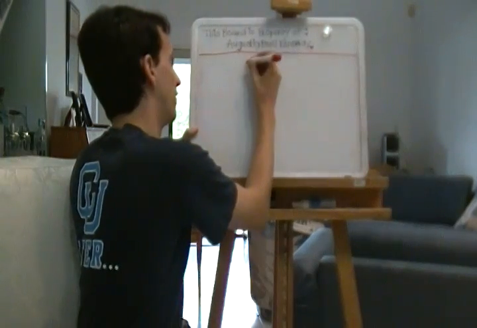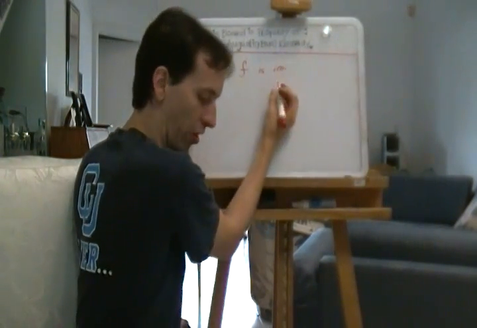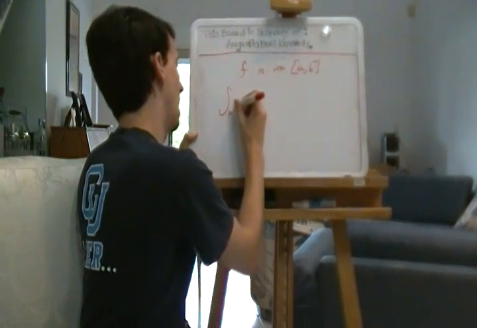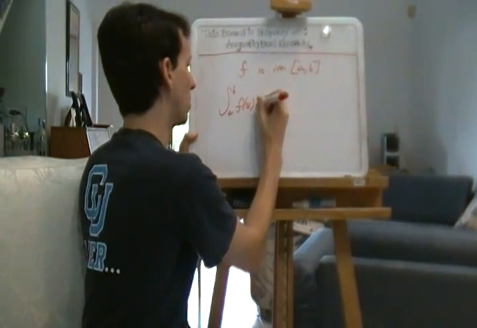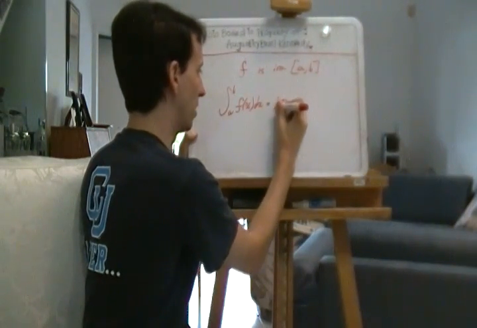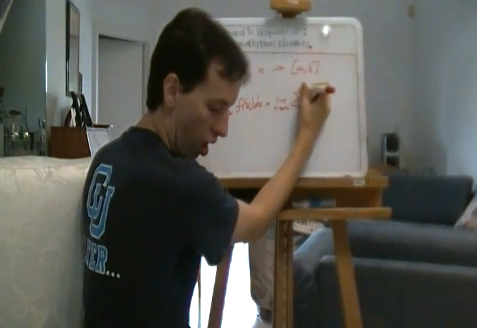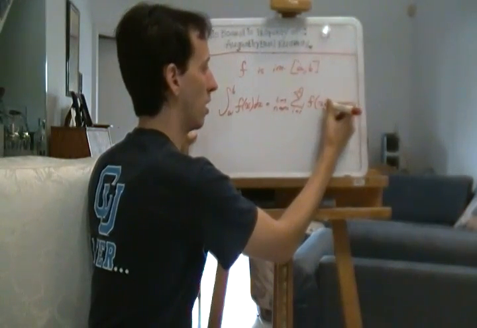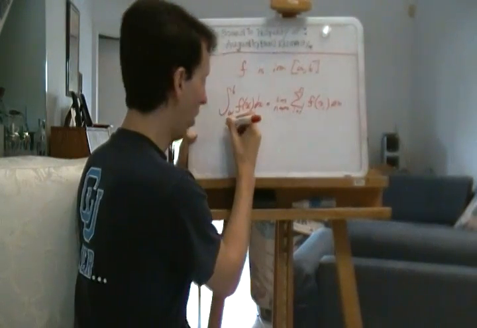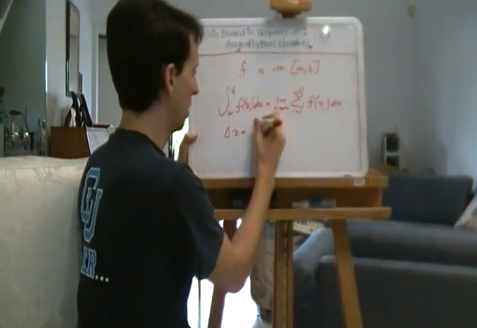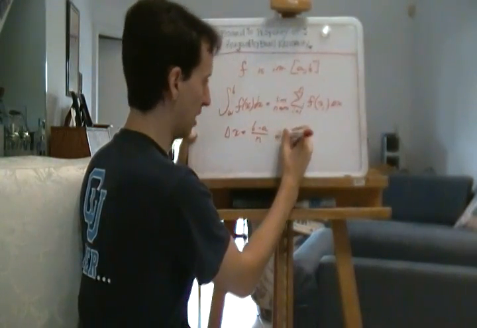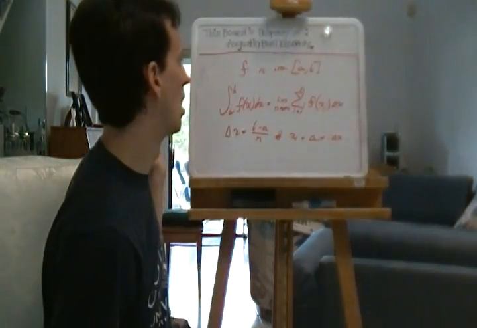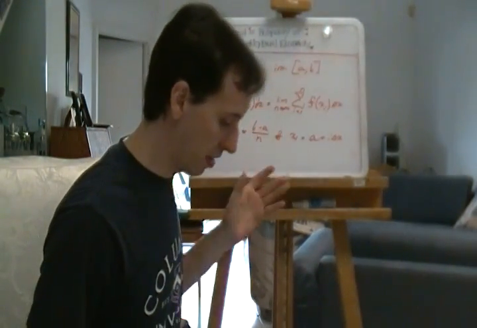Here's an important one. If f is integrable on the closed interval a to b, then the integral from a to b of f of x dx equals the limit that we talked about, the Riemann sum limit, as n approaches infinity of the sum from i equals 1 to n of f of x sub i delta x, where delta x is b minus a over n, and x sub i equals a plus i delta x. I basically just said that, but there it is formally.